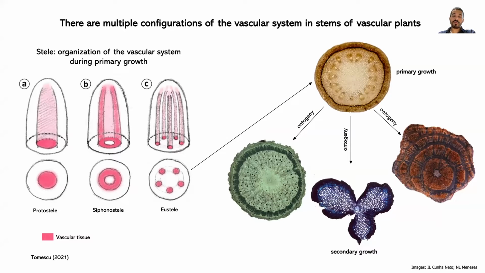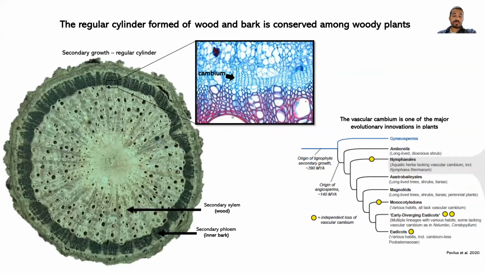But today, I will focus on the secondary vascular system and the different ontogenies that can produce distinct micromorphologies that we can see in mature stems. The secondary growth of most woody plants is produced by the activity of a single vascular cambium that forms secondary xylem or wood and secondary phloem or inner bark.